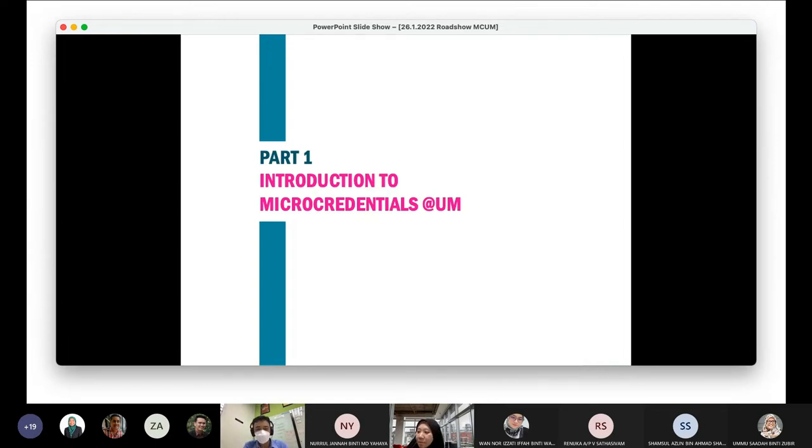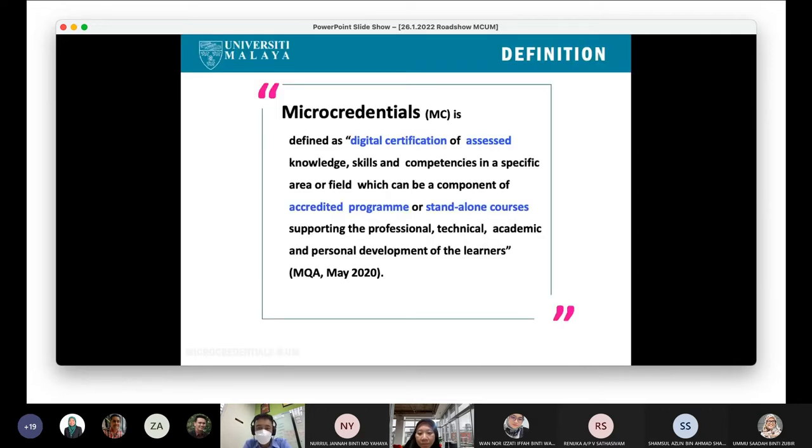Today the 2 hours are going to introduce to you microcredentials at UM. Although we say microcredential, it covers both types of online courses, which are MOOC and microcredential. The definition of microcredential, and to an extent MOOC, is a digital certification of assessed knowledge, skills and competencies in any areas of the field.